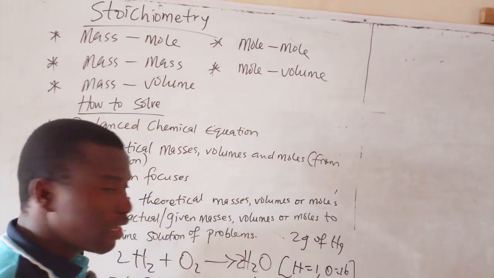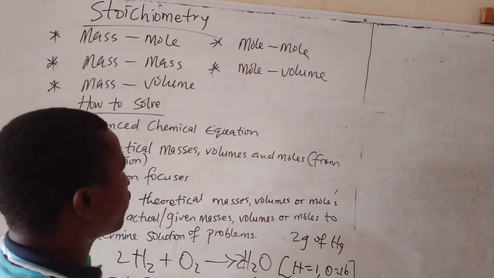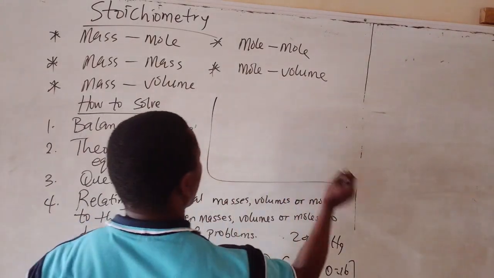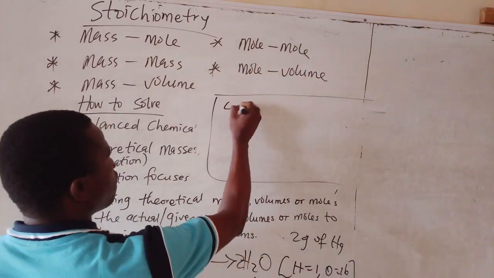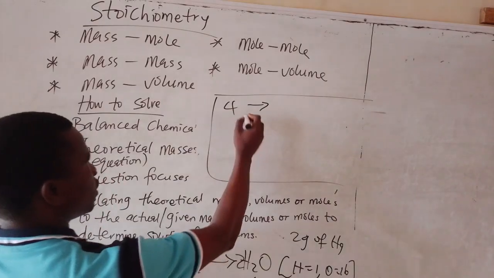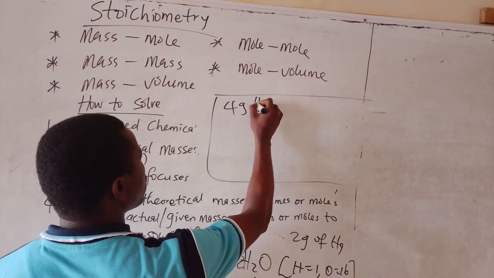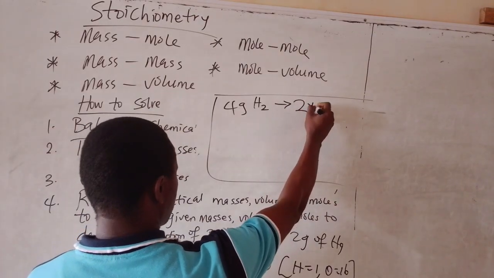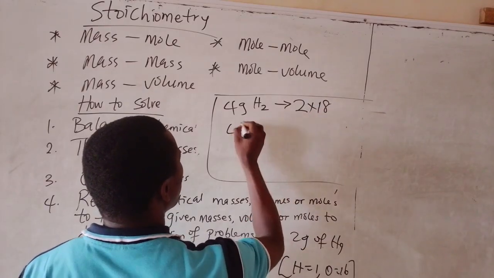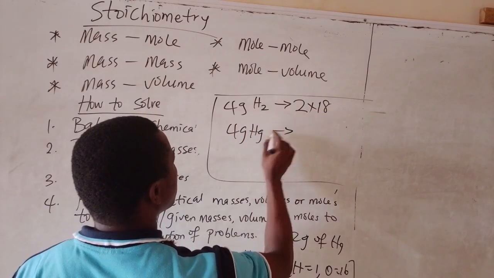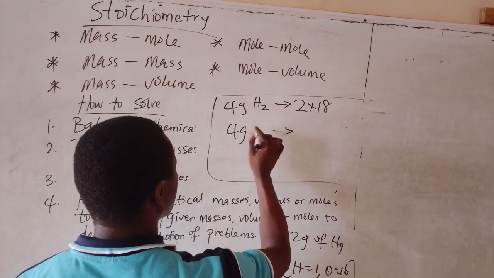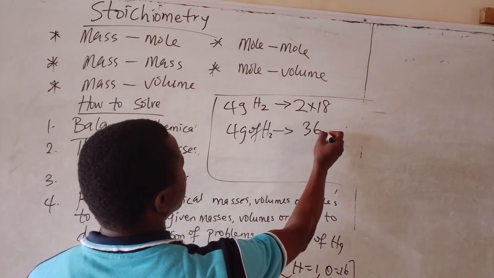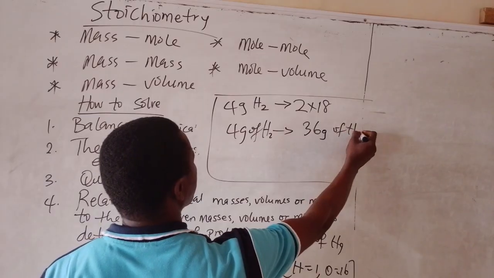Now this will give us 2 times 2, giving you 2 times (2 plus 16). Everything here, when we bring it up, we have 4 gram of hydrogen giving us 2 times 18, which is 36 gram of water.